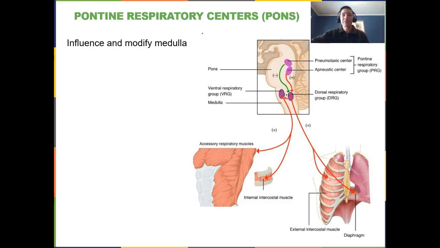Your pons is then going to influence and modify the medulla. So if I tell you to hold your breath, or you consciously decide to breathe faster or breathe slower, that conscious motor instruction is being filtered through the pons, and it's speeding up or slowing down what's happening in the medulla.